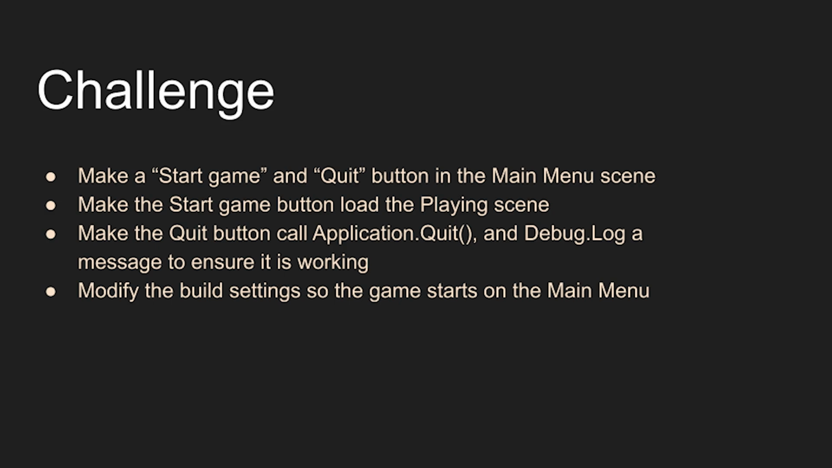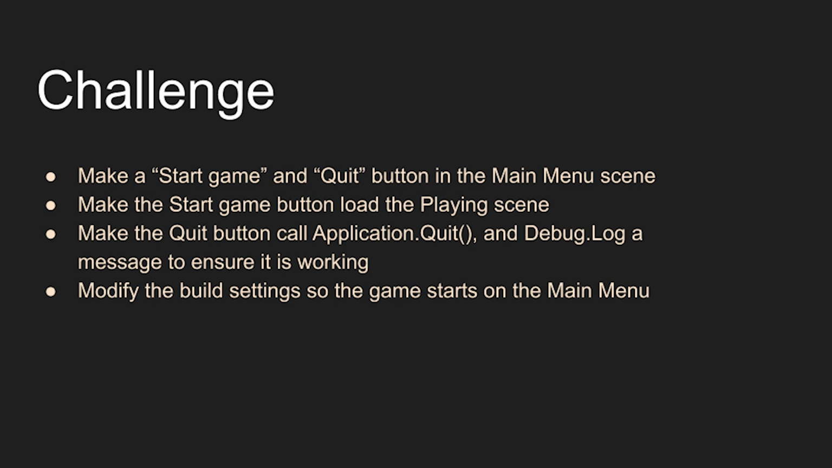Your challenge for this video is to make a Start Game and Quit button in the main menu scene. For the Start Game button, it should load the playing scene. And we've already set up that when the playing scene loads, it should have the countdown and whatnot. So that should work nicely. And then also make the Quit button call this function called application.quit. And application.quit is not going to do anything in the editor. It's only going to do something in the build. So also call debug.log in the quit method just to make sure that it is working.